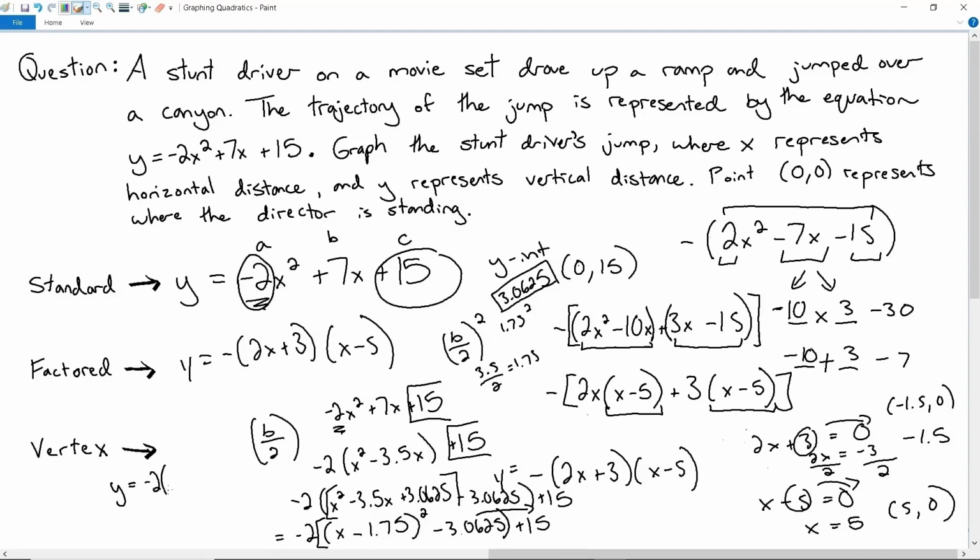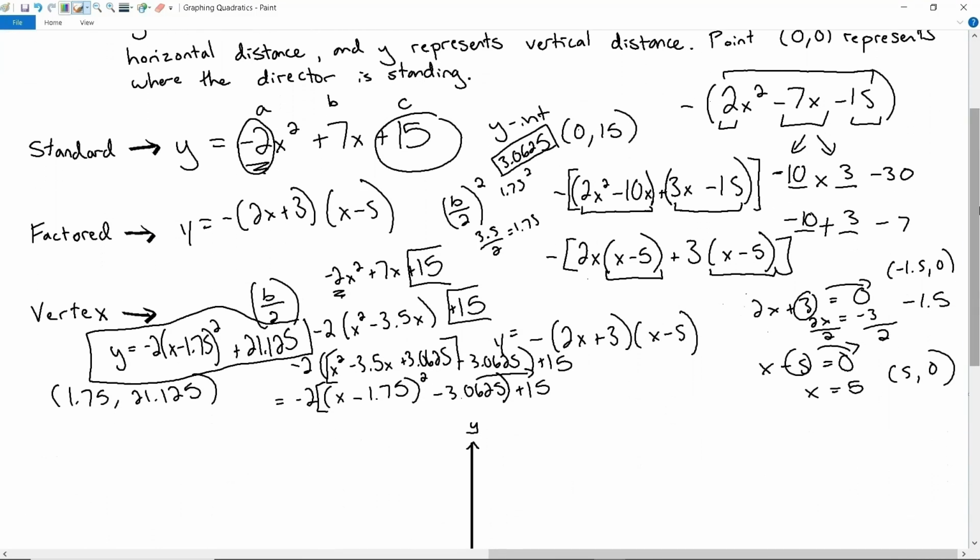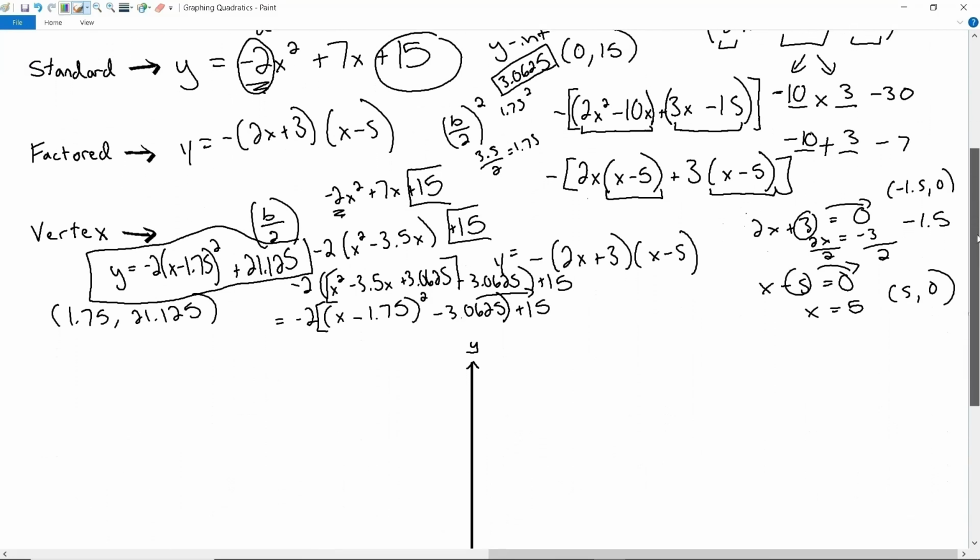It's going to be negative 2 x minus 1.75 squared plus 21.125. So this is our official vertex form. What can we get from this? Well, we get the vertex. So our vertex will be 1.75, 21.125. Okay, let's see if we can transfer all this information down here.